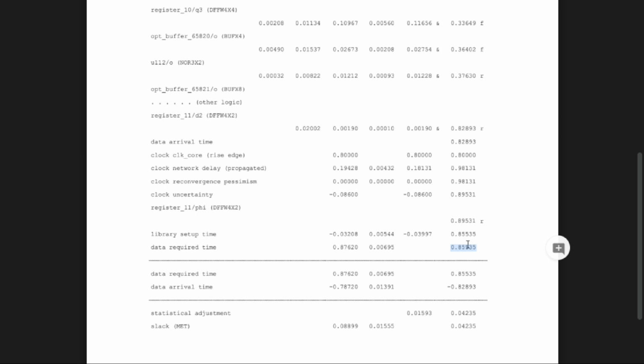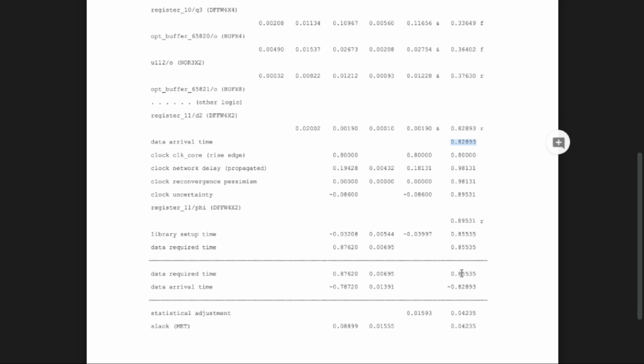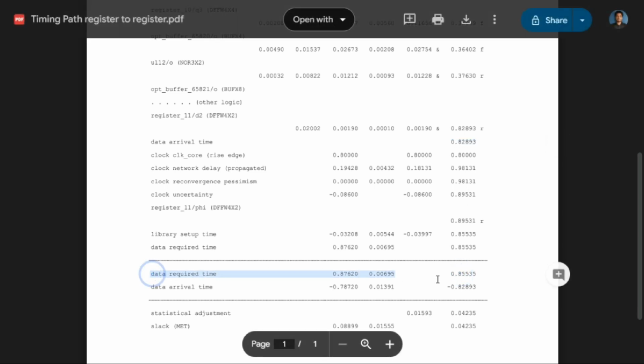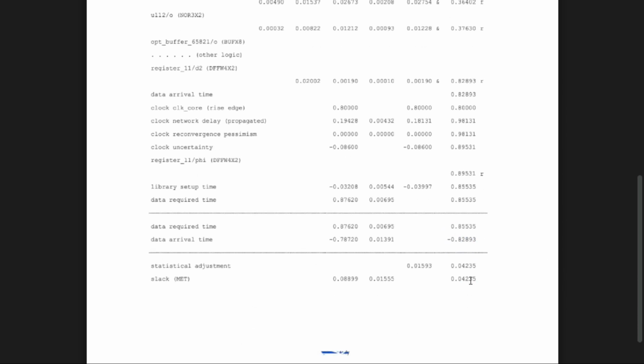So when is the data actually arriving? We saw that it is 828 ps. So you can see that the calculation is done something like this. We have 855 ps and 828 ps. But one thing that you can observe is that if we do 855 ps minus 828 ps, you will not get this value. It's not going to be 42 ps.